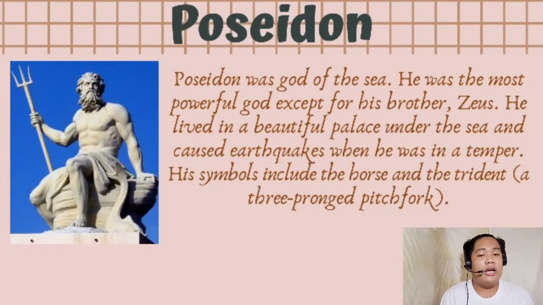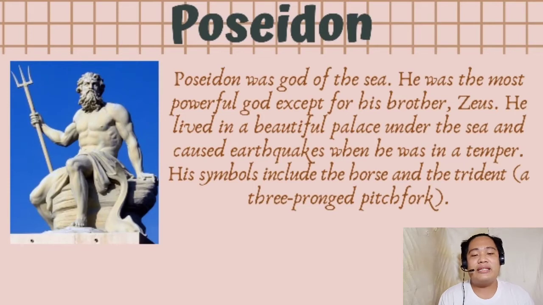Poseidon was god of the sea, and his Roman name is Neptune. He was the most powerful god except for his brother Zeus. He lived in a beautiful palace under the sea and caused earthquakes when he was in a temper. His symbol includes the horse and the trident. So it is the three-pronged pitchfork.